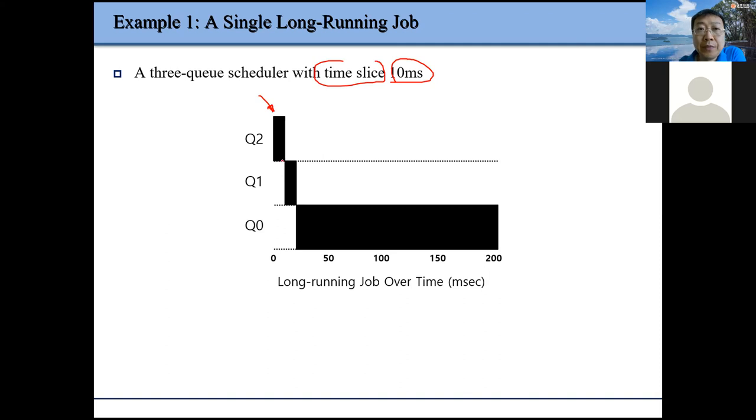After that, because this job has used up the time slice assigned, we move this job down onto Q1 with a lower priority now. Then it uses up the time slice assigned on Q1, and we move it down to Q0. At this moment, because there is no other job in the system, we schedule this job repeatedly to run, each time for 10 milliseconds. So based on the previous rules, this is the case for a single task.